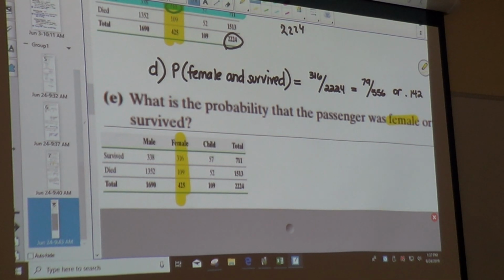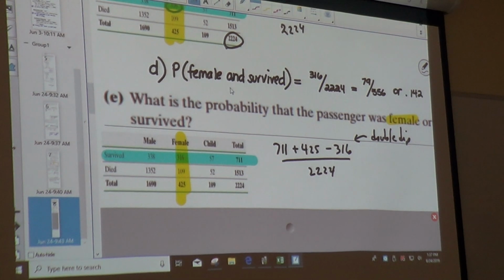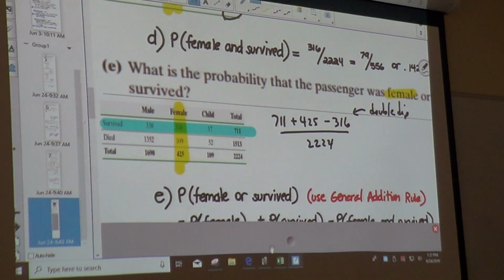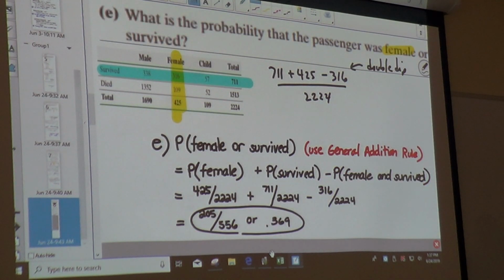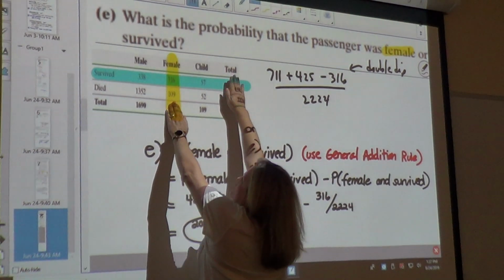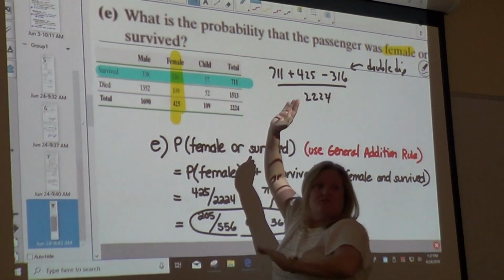Female or survived is going to be 711 plus 425 minus the 316, which is our double dip, divided by the 2224, because we counted that twice. Or you can say, I don't want to look at my totals, and you can say this plus this plus this plus this if you don't look at your totals. Either way.